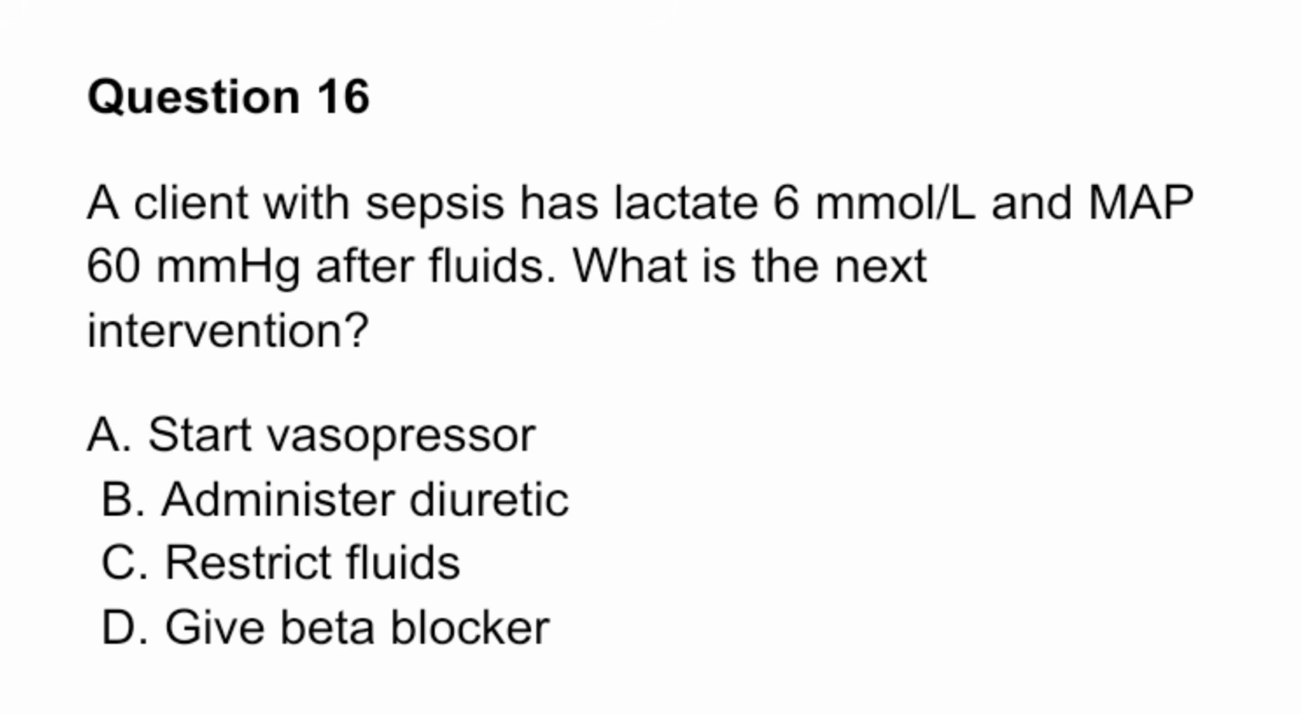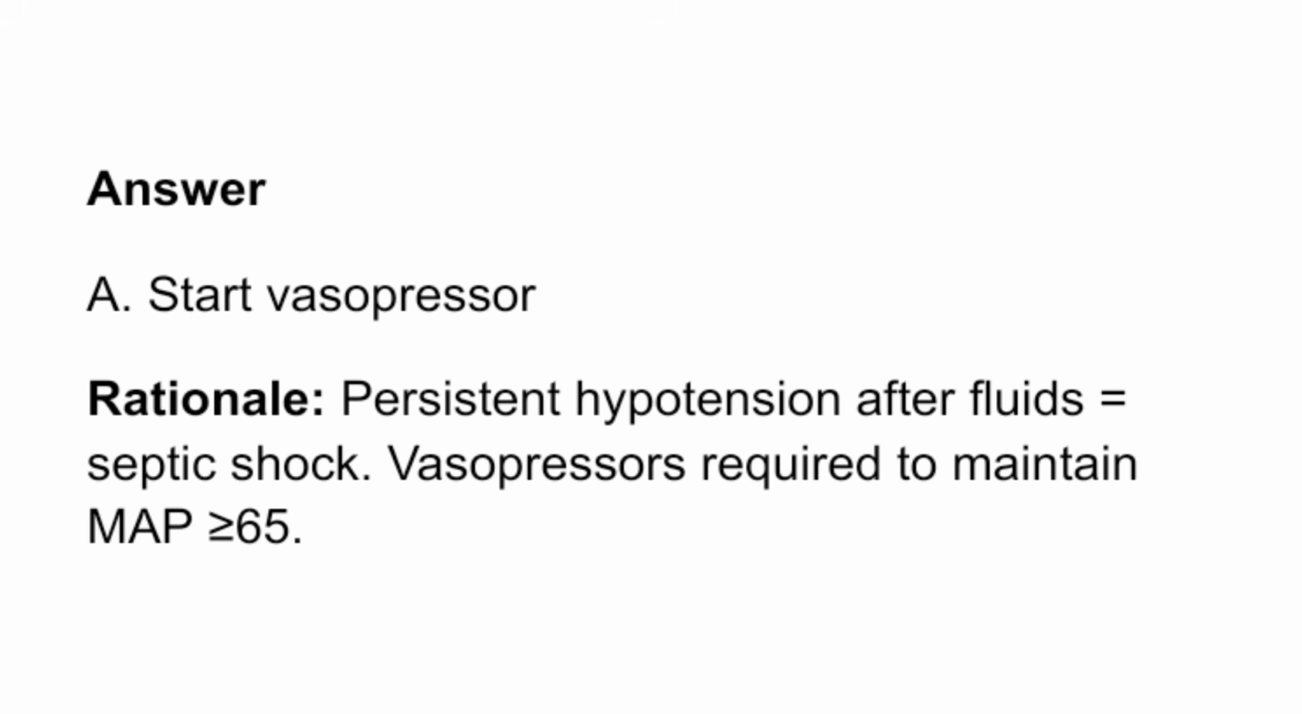Question 16. A client with sepsis has lactate 6 millimoles per liter and MAP 60 millimeters mercury after fluids. What is the next intervention? A. Start vasopressor. B. Administer diuretic. C. Restrict fluids. D. Give beta blocker. Answer. A. Start vasopressor. Rationale. Persistent hypotension after fluids equals septic shock. Vasopressors required to maintain MAP greater than or equal to 65.